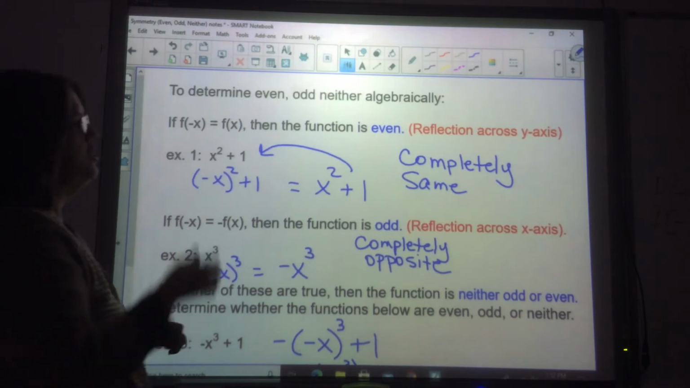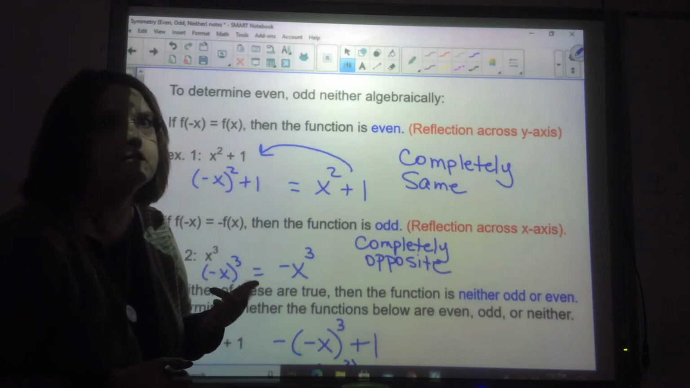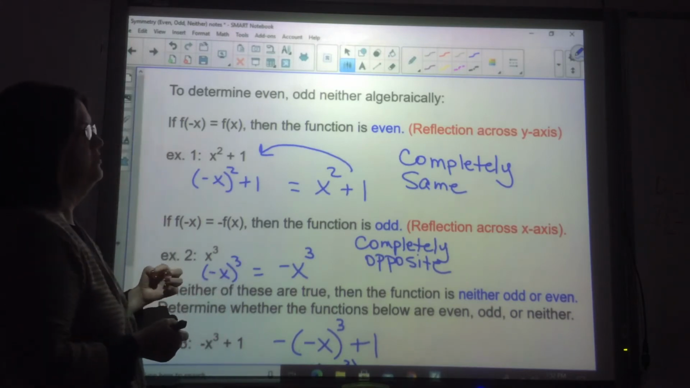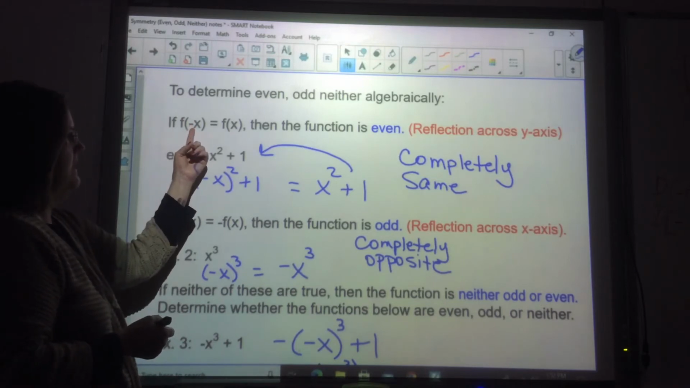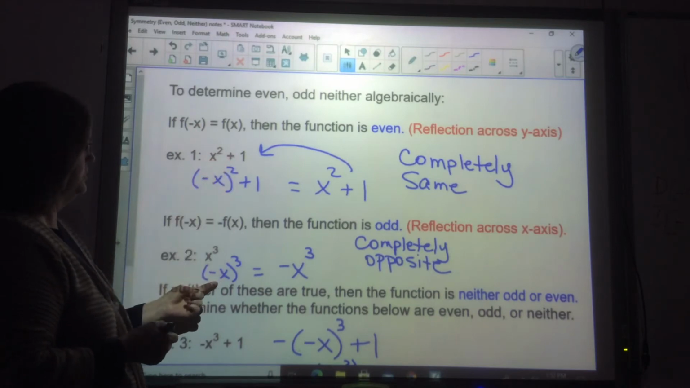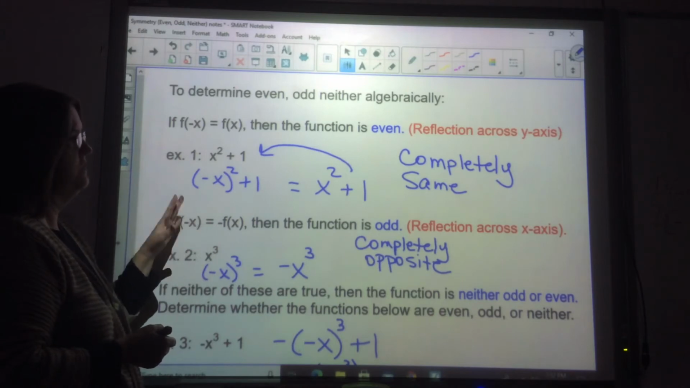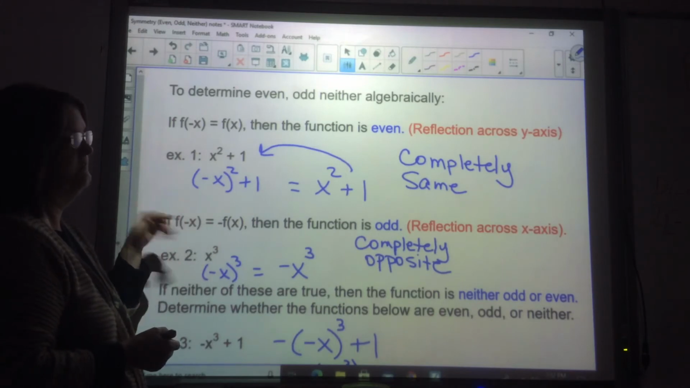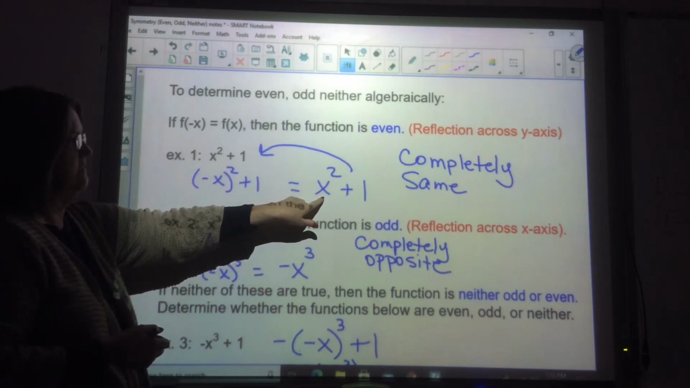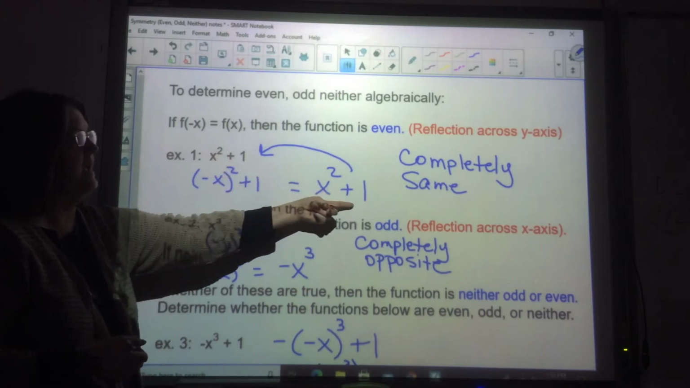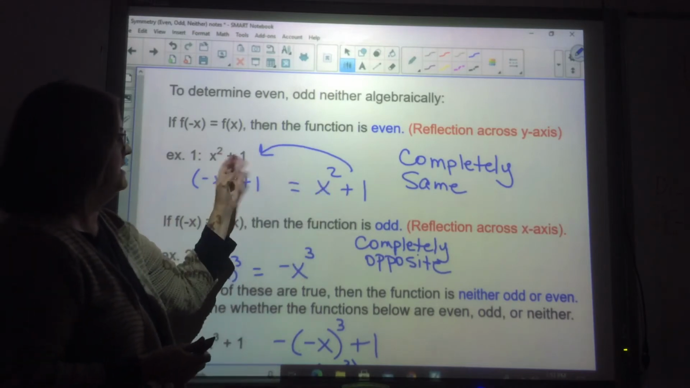All right. To determine whether they're even or odd and you don't have the graph, obviously you could graph it and tell. But if you don't have it and you're just looking at the equation, what you do is substitute negative x for the x in the equation. Wherever you see x, you substitute negative x into the function and reevaluate it. Negative x squared will still give me positive x squared, and so therefore these are exactly the same. If I end up with exactly the same equation, then it's even, and I do here.